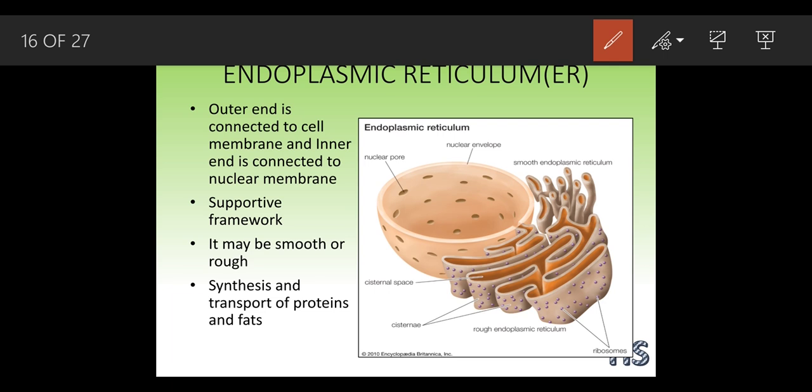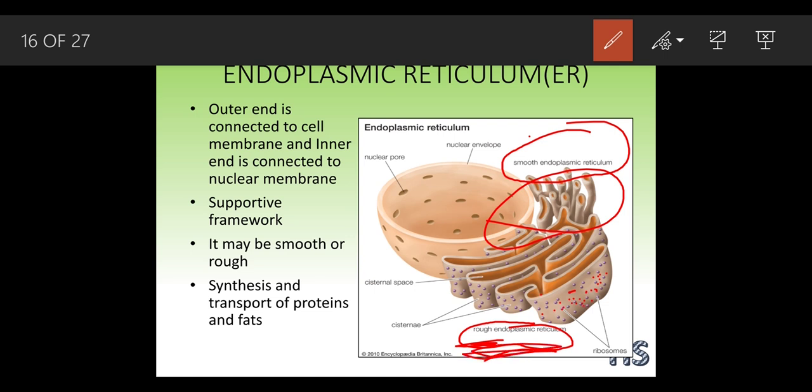We can see perfectly out here. This is a rough endoplasmic reticulum. We can see these small granules here. These granules are present, so because of this it is considered rough. But if you look at the smooth one, we can't see any granules here, so that is why it is considered smooth. We say smooth when there are no granules present. When there are granules present like this, we call it a rough endoplasmic reticulum.